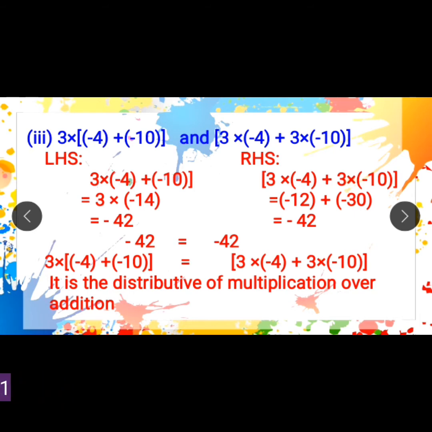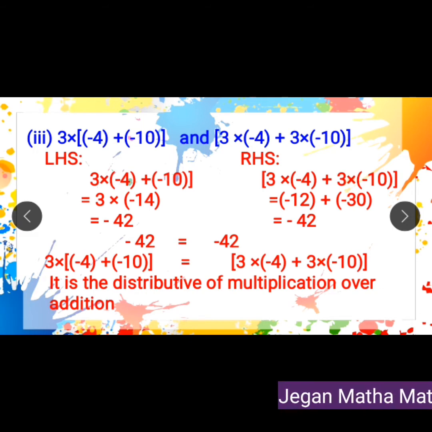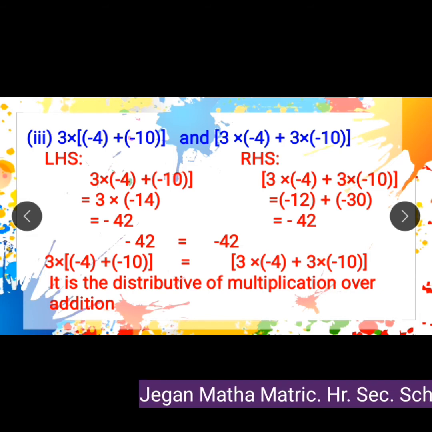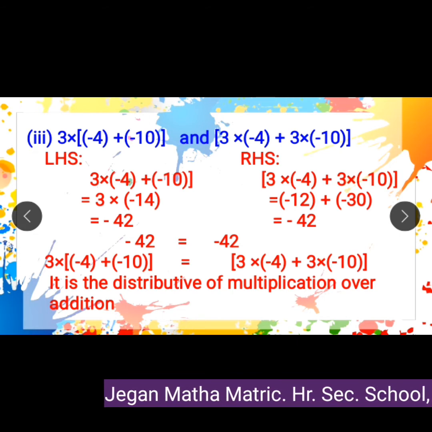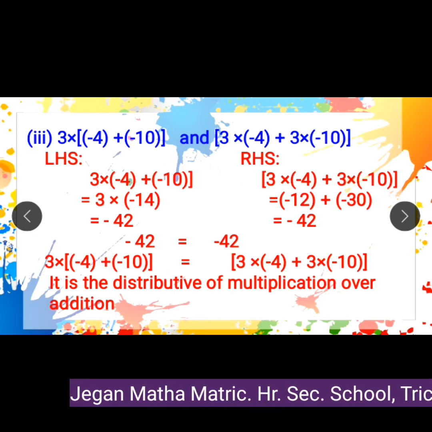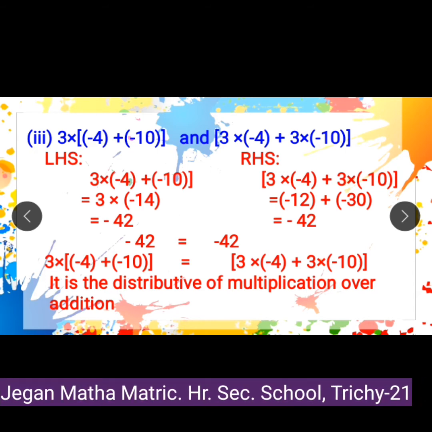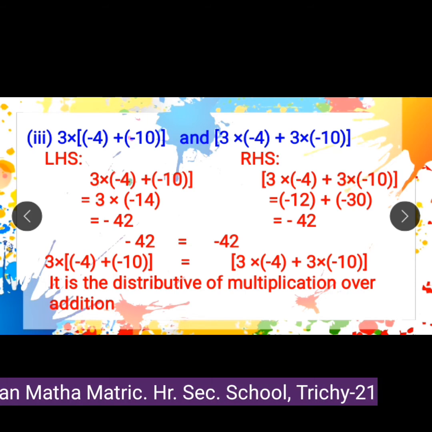Then right hand side. Right hand side equal to product of 3 and minus 4 is added with product of 3 and minus 10. First we do the multiplication and then addition. 3 4s are 12. One integer having negative sign, so the answer is in negative. 3 into minus 4 equal to minus 12, and then 3 into minus 10 equal to minus 30. Minus 12, minus 30 are same sign integers. We add minus 12 and minus 30, we get minus 42. Right hand side equal to minus 42. Here, left hand side and right hand side both are minus 42. So, left hand side is equal to right hand side.